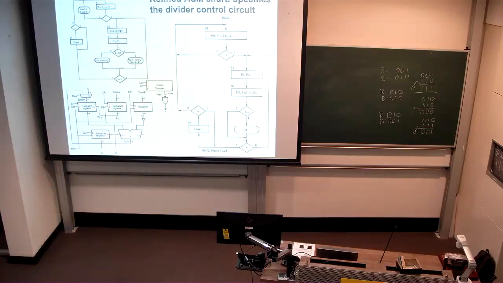And that's it. We stay in state 4 until the user deasserts the start signal, has read the quotient and the remainder, and then we can return back to state 1. Any questions about this?